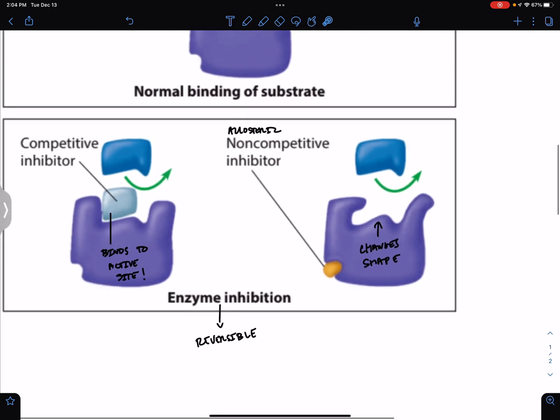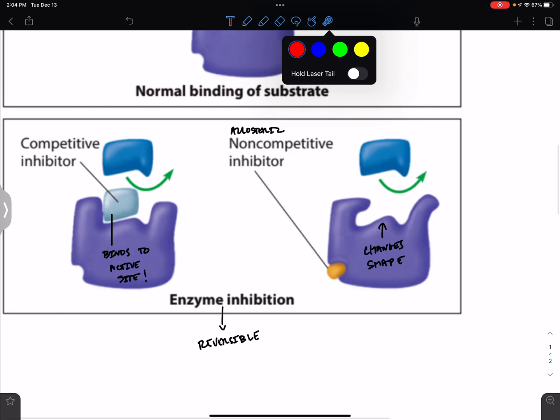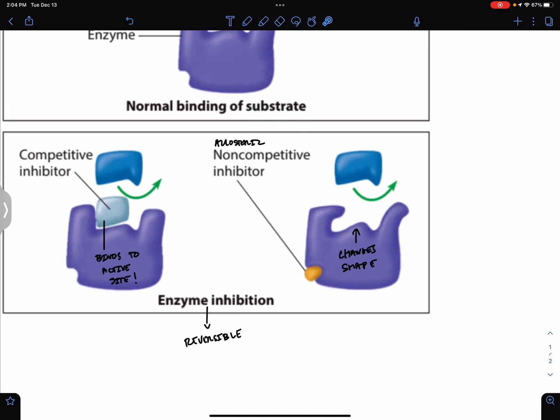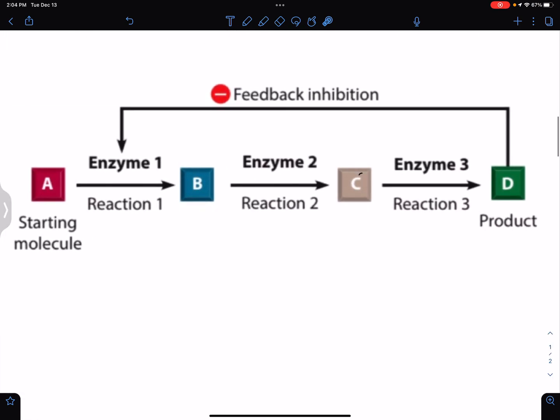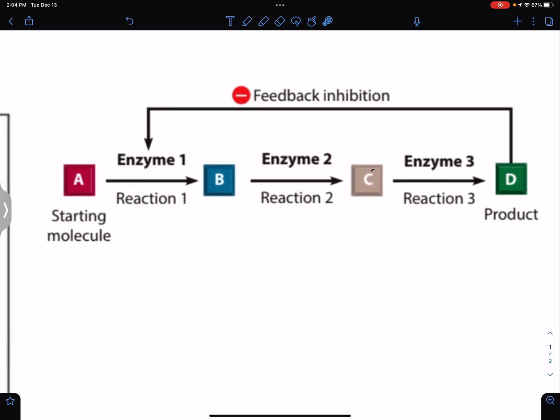Your body actually uses these two types of inhibition all the time to regulate enzymatic processes. And let me give you an example of this. Okay, imagine we have an enzymatic pathway. We have our starting molecule A, and eventually we want to turn it into our product D. But in order to get to D, we need to convert A to B with enzyme 1, and then B to C with enzyme 2, and then C to D with enzyme 3. So we're going along converting A to D in that way.